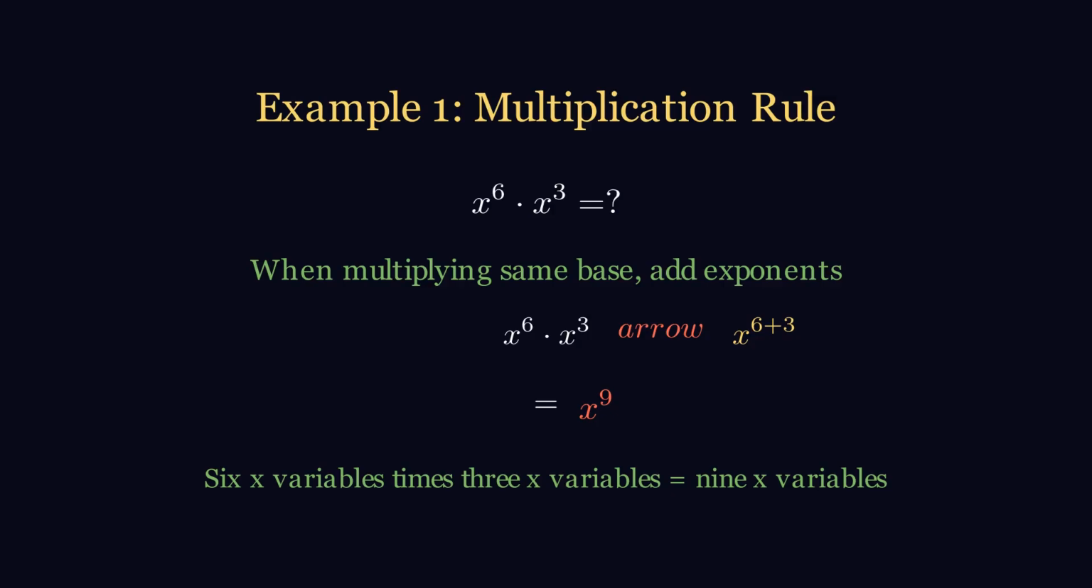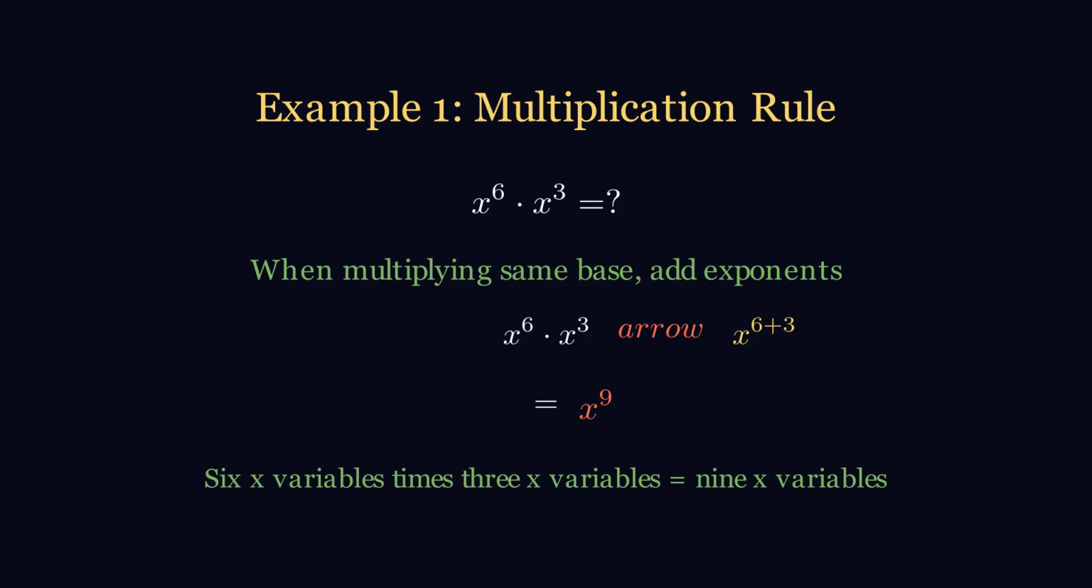But why does this work? Think about what exponents actually represent. X to the sixth means we're multiplying 6 x variables together. X to the third means we're multiplying 3 x variables together. When we multiply these expressions, we're combining all those x variables. That gives us a total of 9 x variables multiplied together. This is exactly why the answer is x to the ninth power.